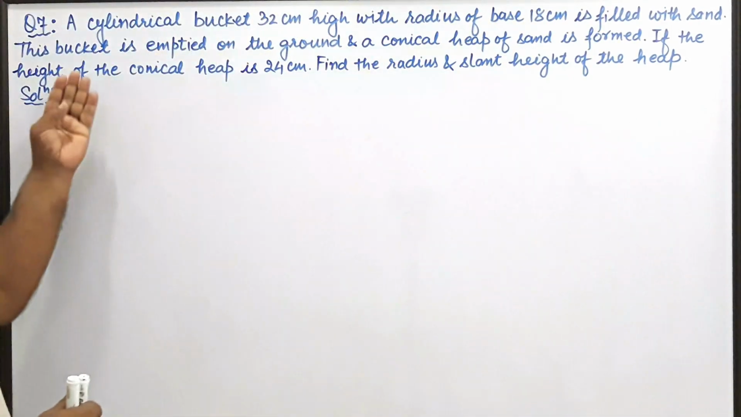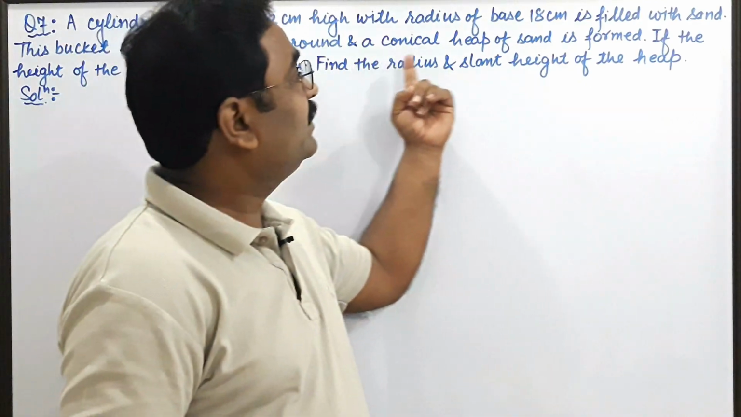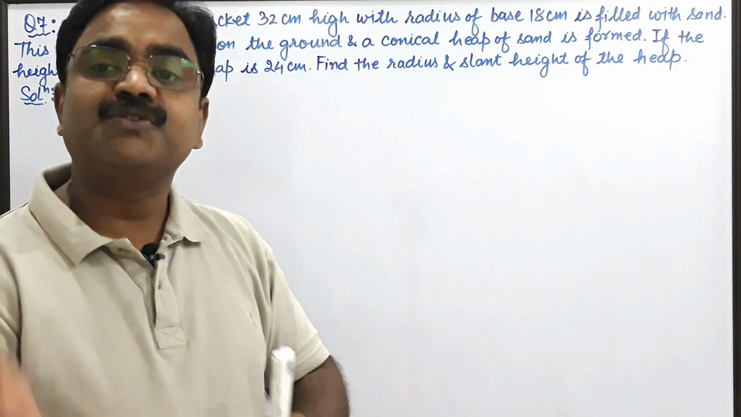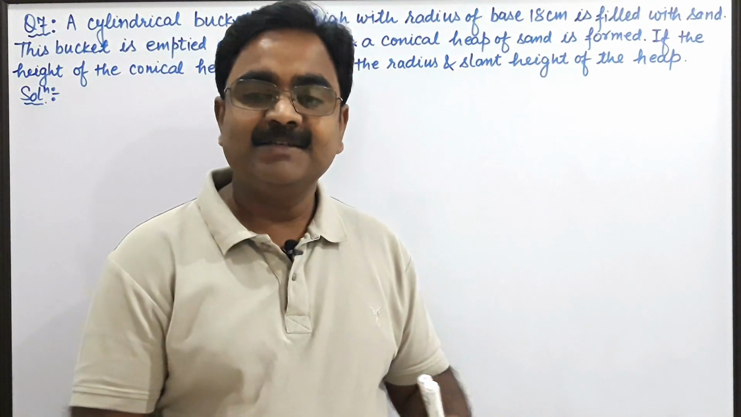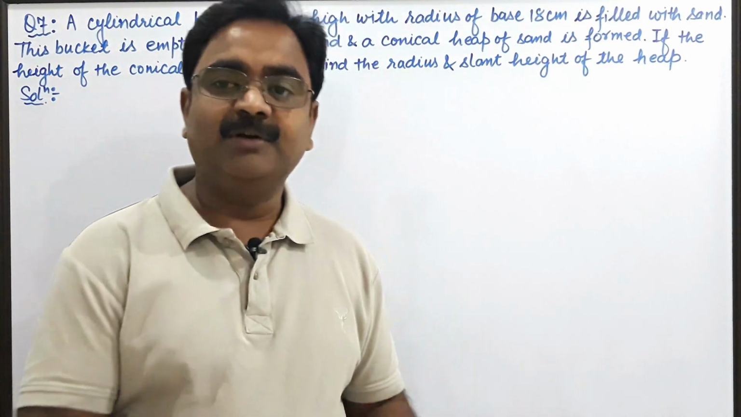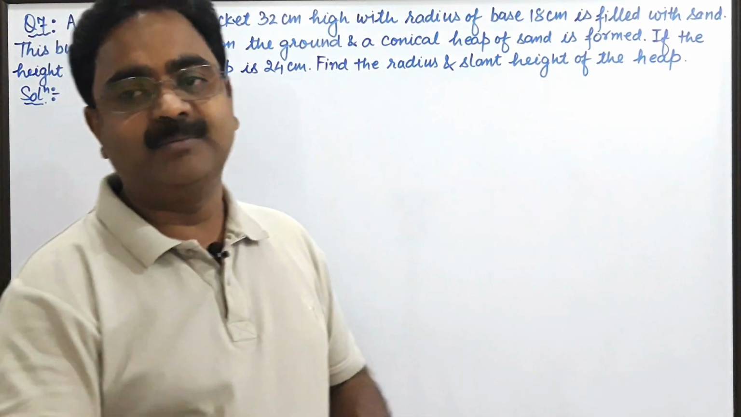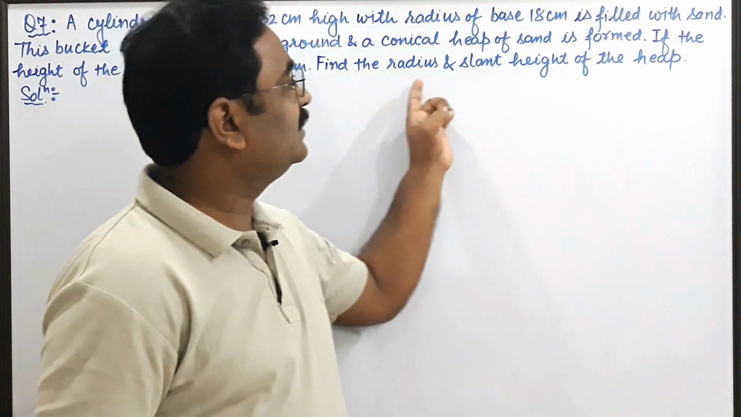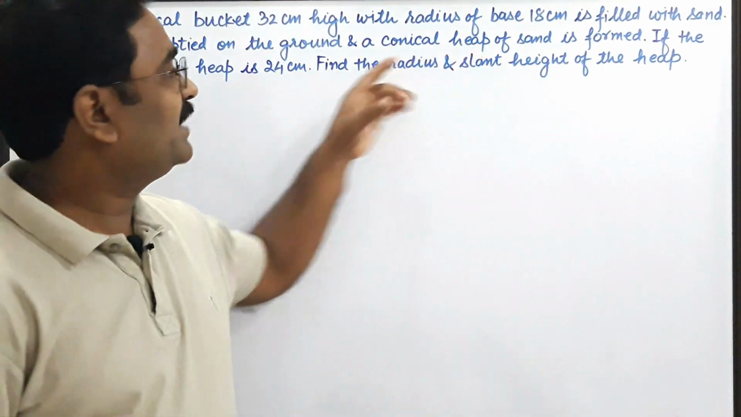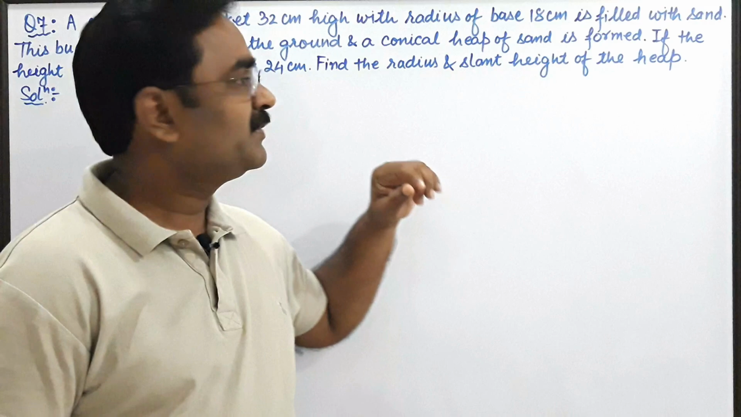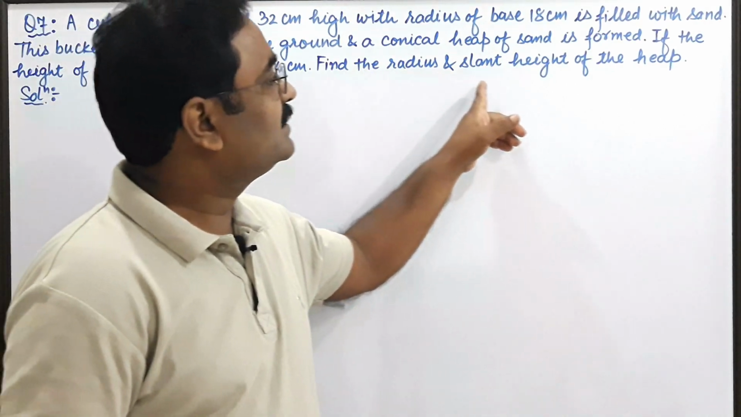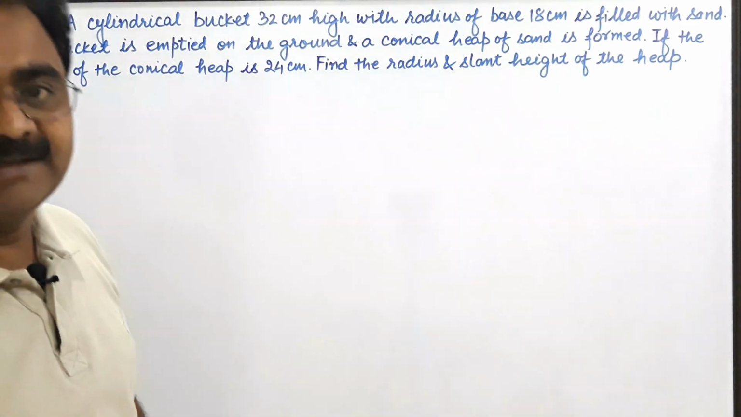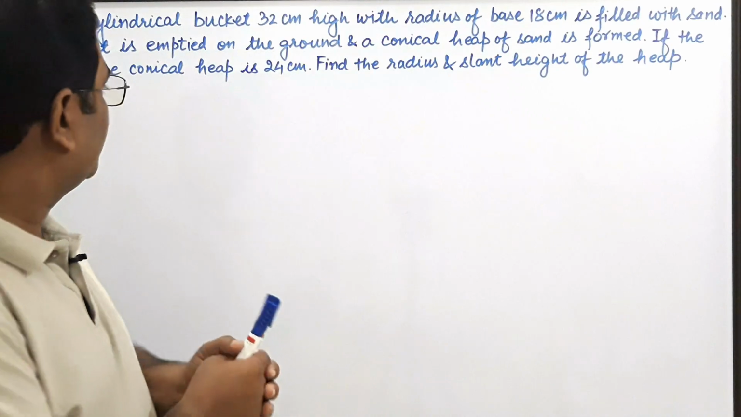Now this bucket is emptied on the ground and a conical heap of sand is formed. उस cylindrical bucket which was filled with the sand, that is poured out on the ground and a conical heap is formed. If the height of the conical heap is 24 centimeter, find the radius and slant height of the heap. That we have to find out, radius and slant height of the heap. So let us see in the solution of this question.